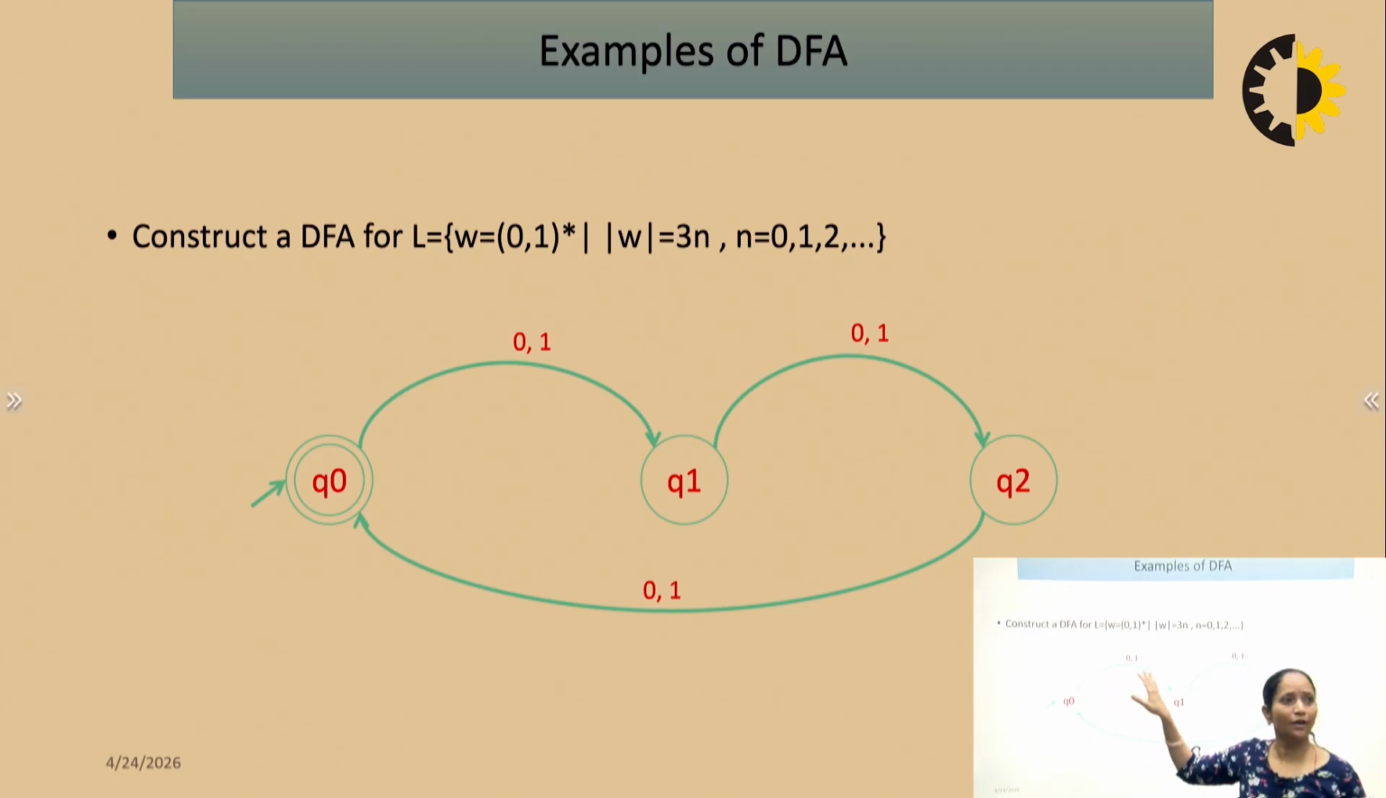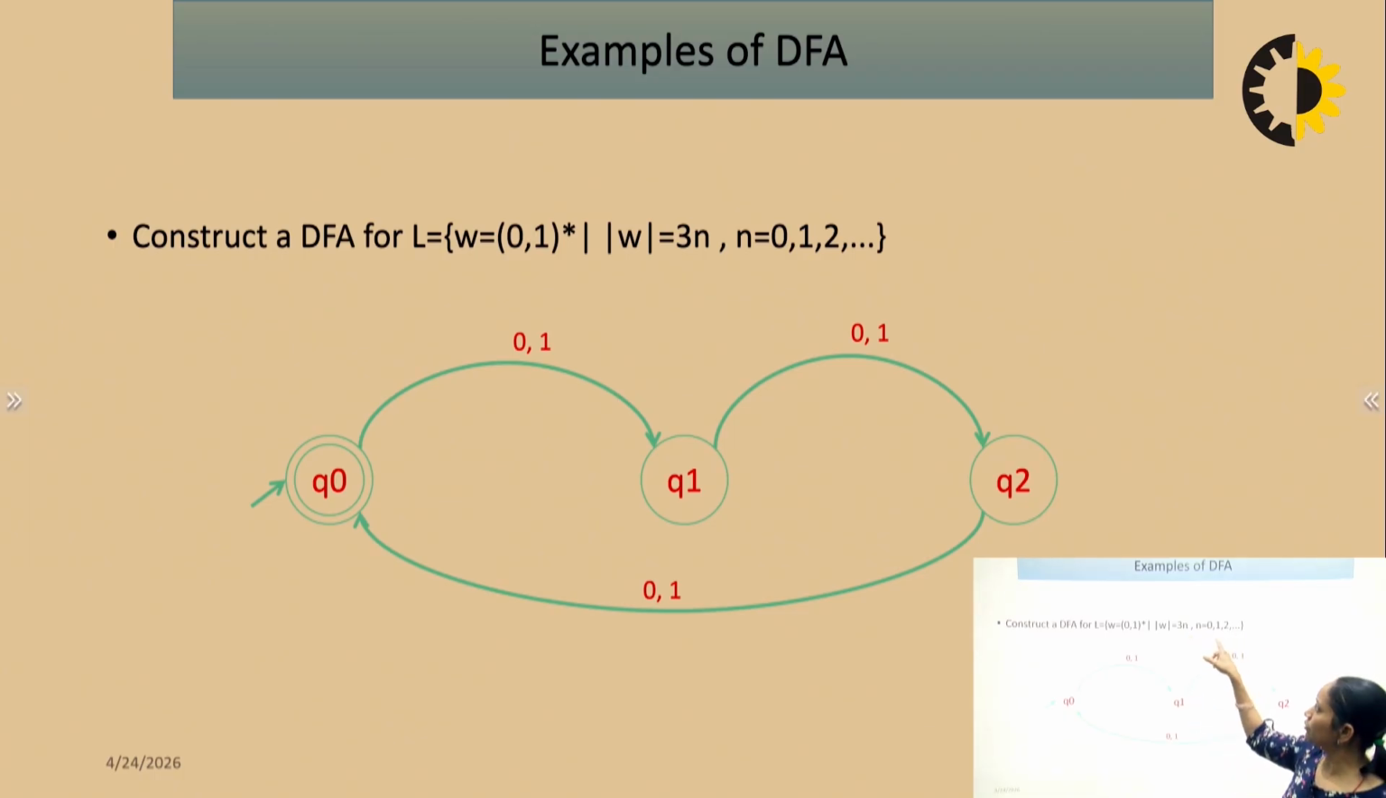Construct a DFA for L equal to the set of strings over 0, 1 such that the length of the string is 3n, a multiple of 3, where n is 0, 1, 2 and so on. For n equal to 0, the length of the string is 0, so no input is taken and the empty string is accepted. For n equal to 1, 3 into 1 means the length is 3, which is also accepted.